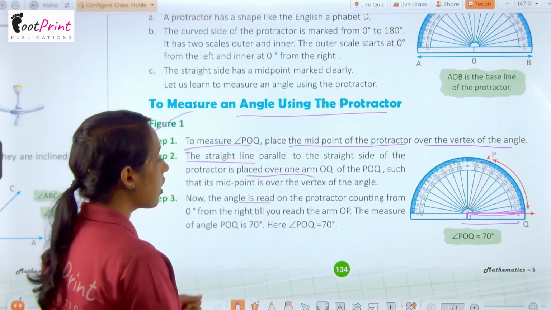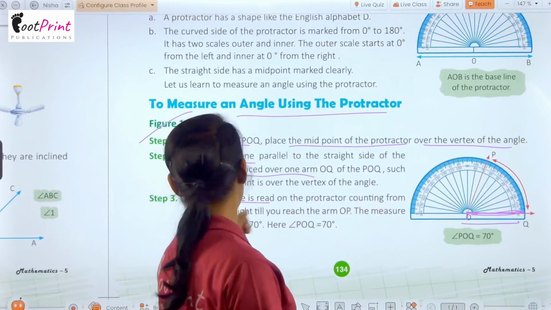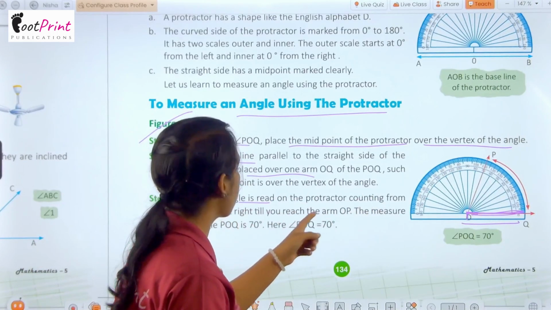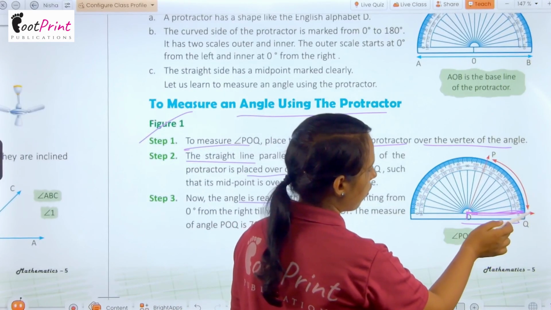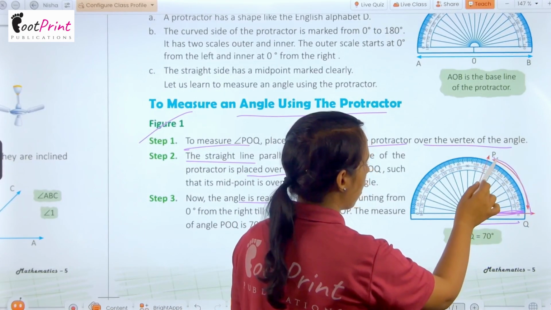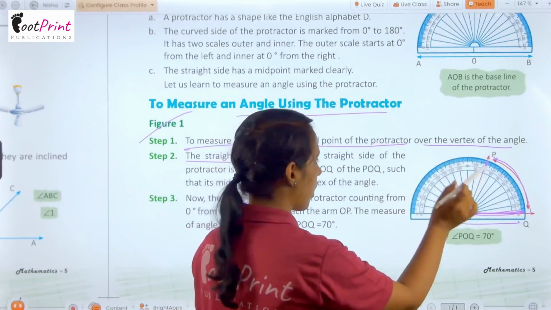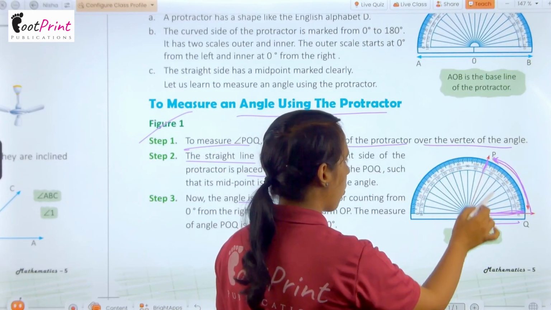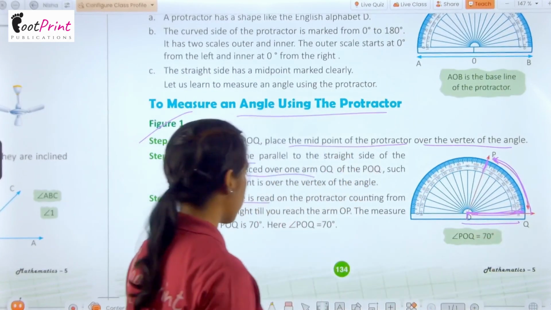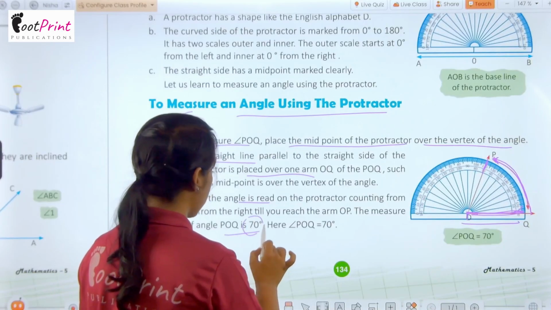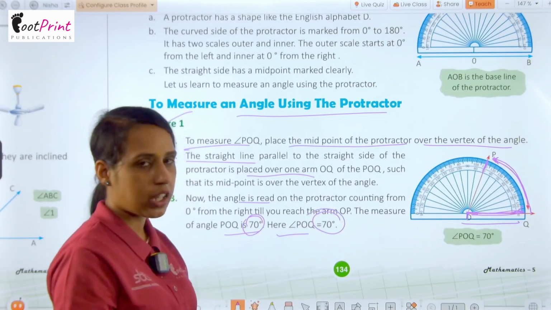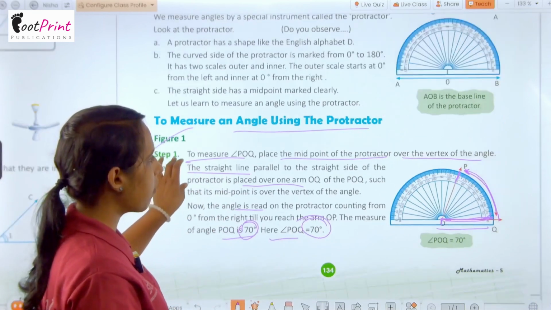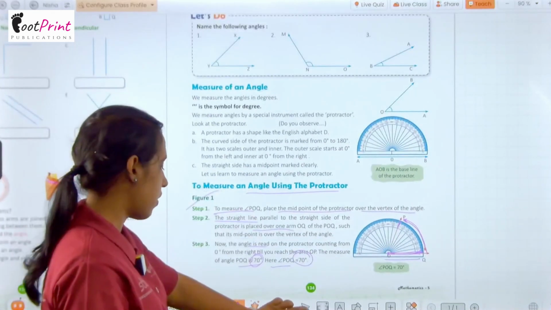Okay. Now the angle is read on the protractor counting from 0 degree from the right till you reach the arm OP. Here we have Q, so we start from here, and after reaching OP, we use the inner scale and it is showing 70 degree. So we can write here angle POQ is equal to 70 degree. In this manner we can easily measure the angle.